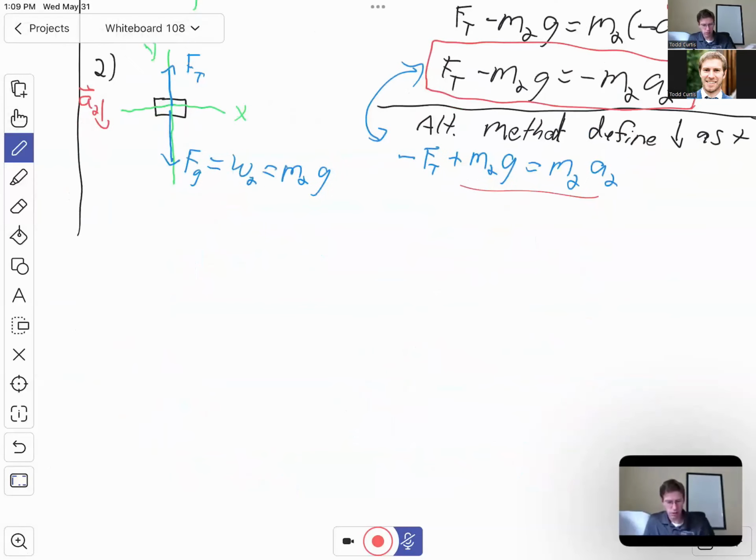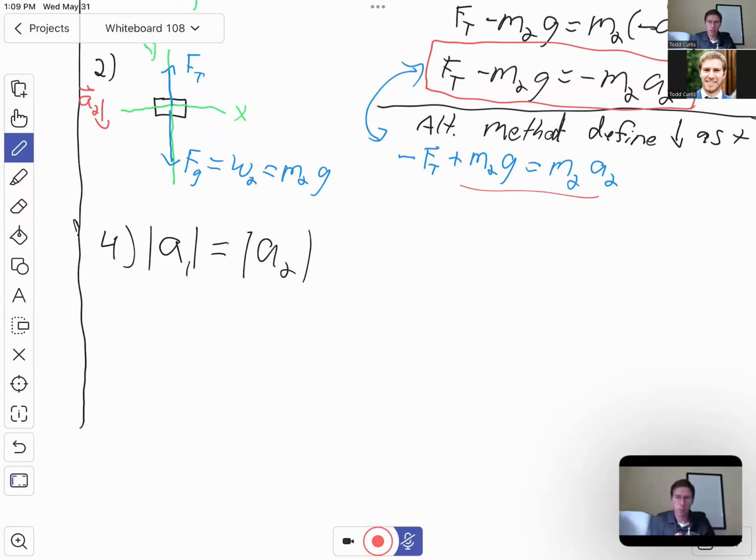Some of you may have already figured out the additional equation, or it might be obvious to you. Others it might not. But for question 4, the one thing that we need to observe is that the magnitude of A1 is equal to the magnitude of A2. Since they're both accelerating at the same rate, those 2 values will be equal. The reason I say magnitude is because the directions are opposite. But the key thing to point out is, again, that since they're tied together, their accelerations will be the same, but in opposite directions.